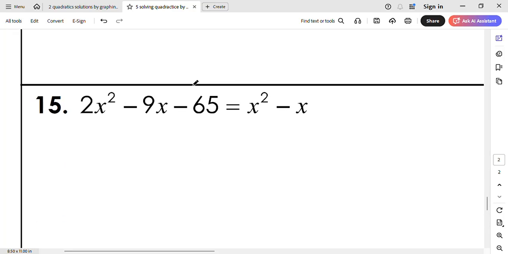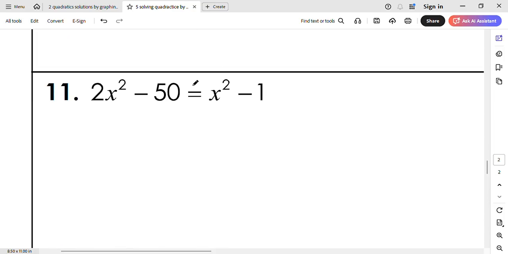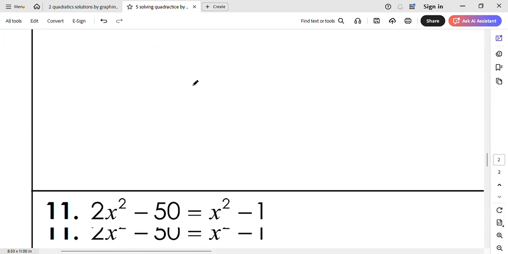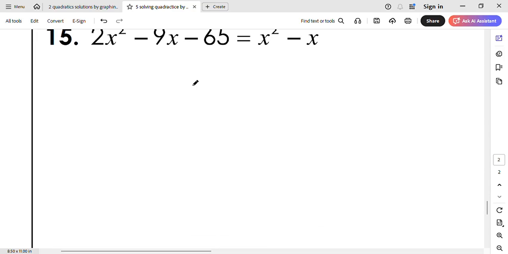Which one do you guys want to do? 15 looks pretty bad. Let's do another AC factoring. Okay. Let's go to 15.